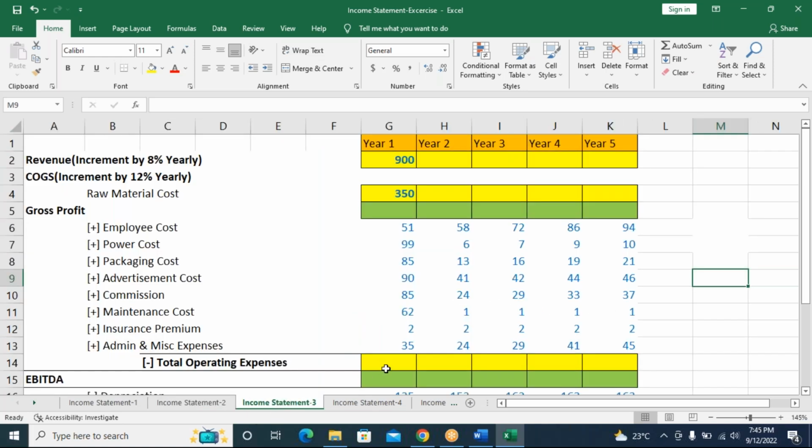Okay, shall we go for income statement 3? Yes, ma'am. Or we'll do it tomorrow? I wanted you people to give it a try.